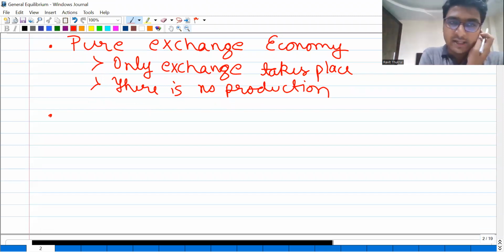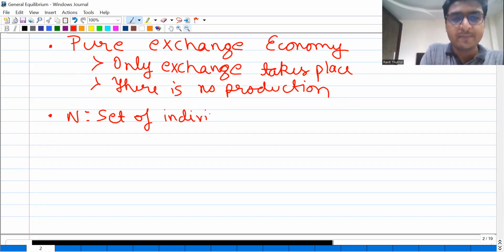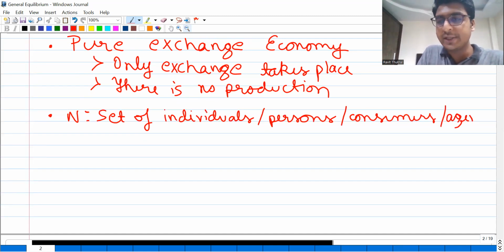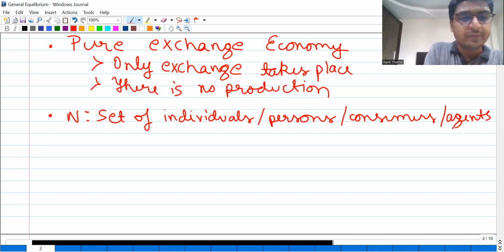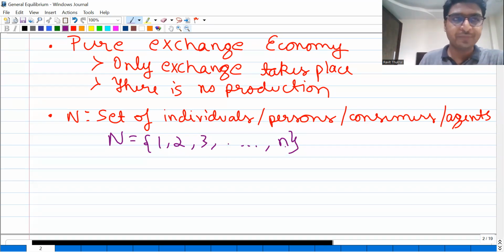Second thing is, let's talk about the symbols that we are going to use. So we will use N for set of consumers, or you can call them individuals, persons, or agents. Okay. So N can be 1 or 2 or 3, or we can call it M.